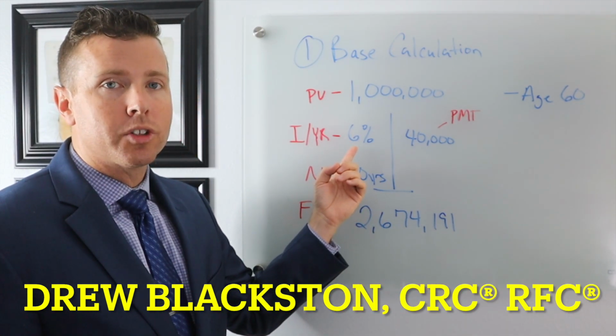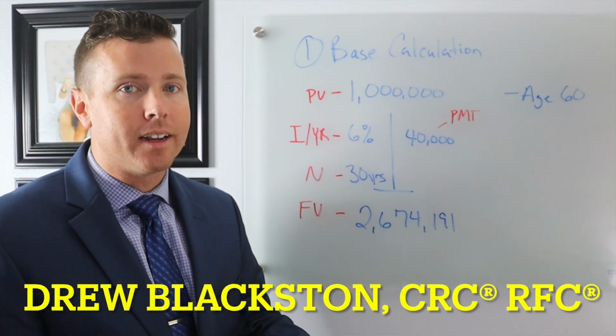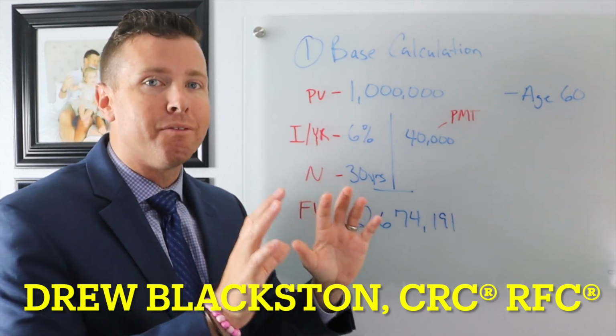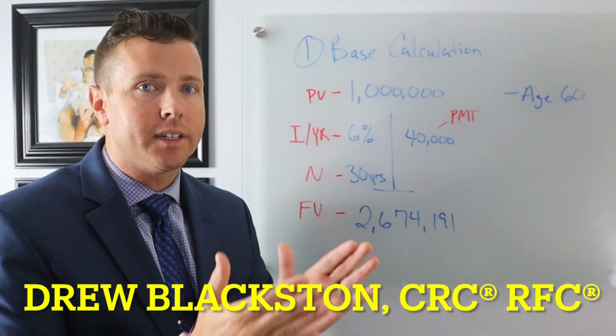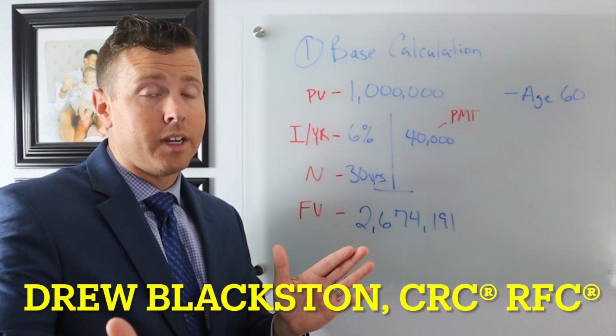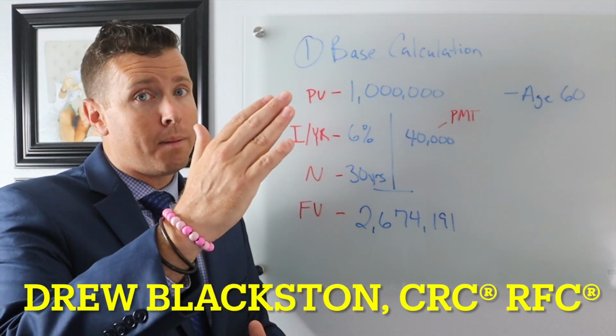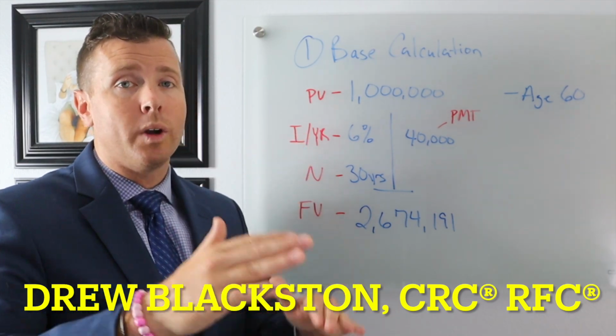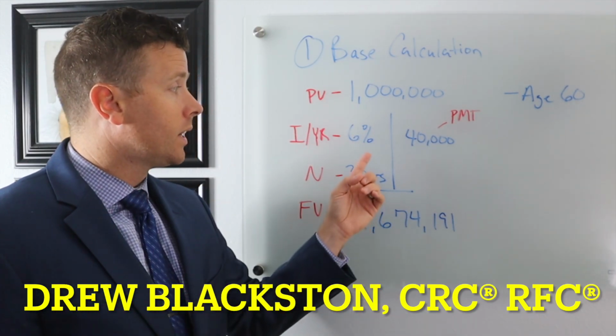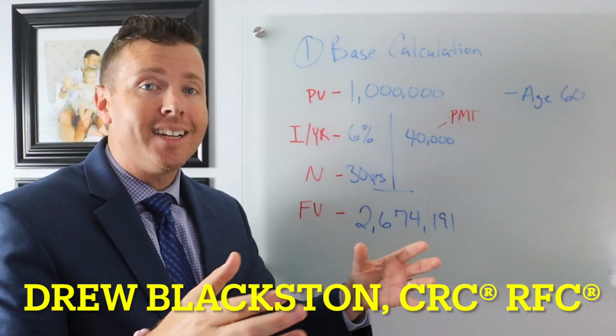6% is going to be our rate of return in the market, meaning this $1 million is going to be invested. It's going to earn 6% a year for the rest of this client's life. Now, that 6% is going to go up and it's going to go down, meaning there's going to be fluctuations in the overall market. What we're trying to do is just get, again, a base calculation.